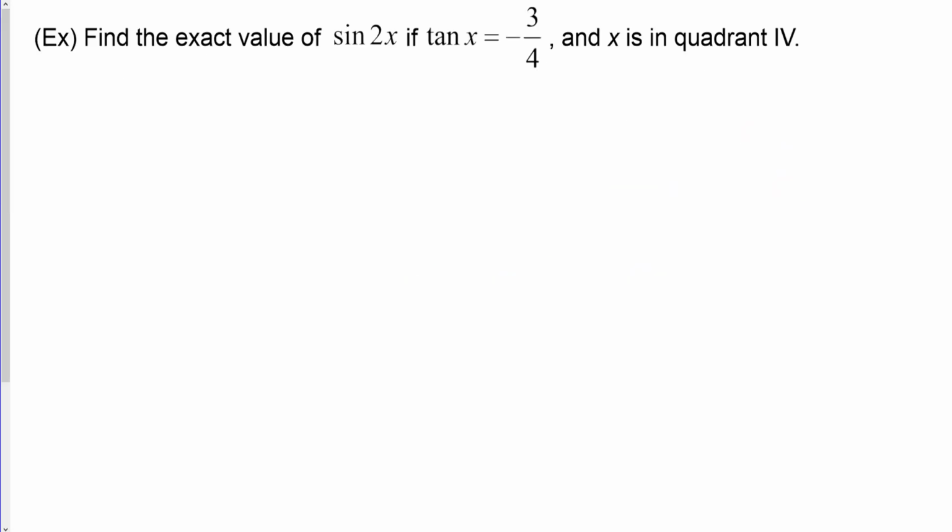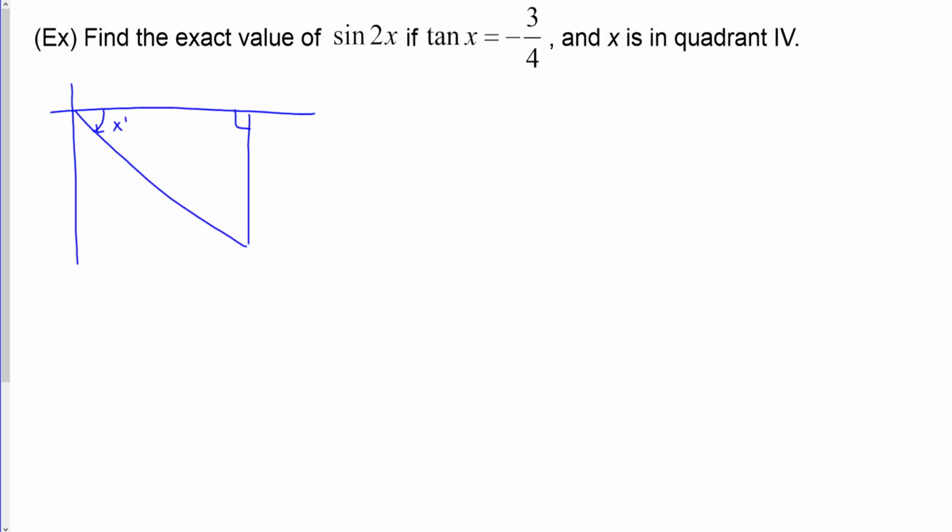Alright, so let's see how they're used. Let's find the exact value of sine 2x if tangent x equals negative 3/4 and x is in quadrant 4. Since x is in quadrant 4, I'm going to draw a reference angle in quadrant 4. This isn't my actual angle, so I'm going to call it x prime. And that's fine. We can use the reference angle instead of the angle measure itself. So this would be a right triangle, and I know that the tangent of this reference angle is negative 3/4.